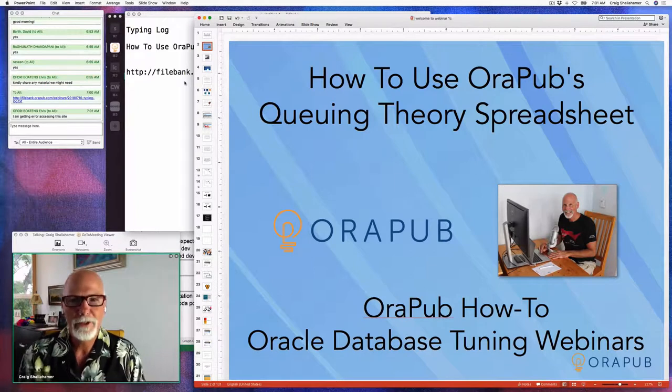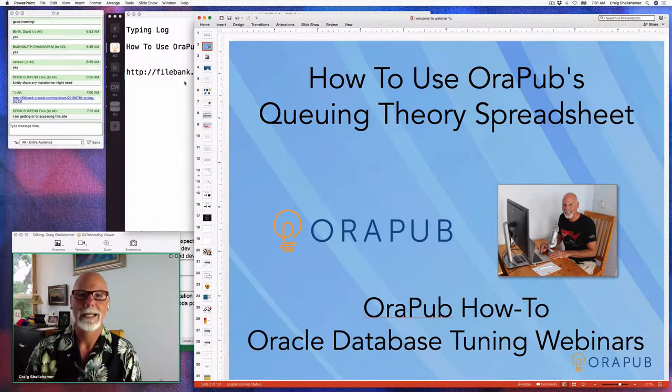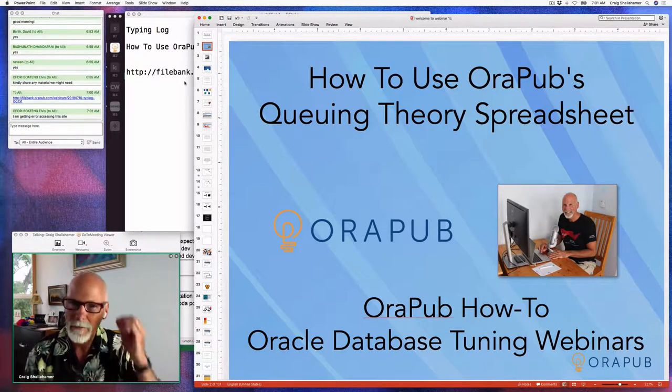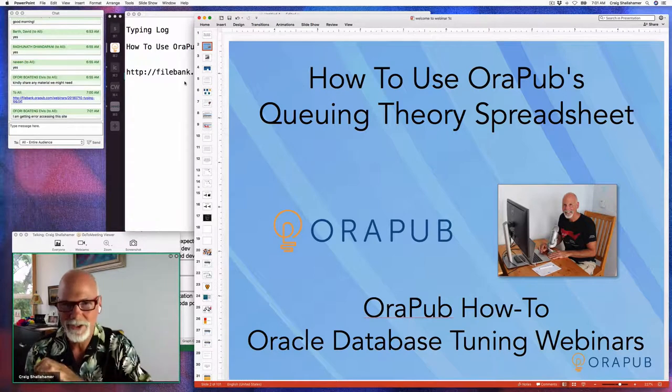So the subject for today is how to use OraPub's cubing theory spreadsheet. Now, before we actually get into the spreadsheet, we're gonna have to talk about cubing theory for a little bit. I'm gonna try and make it as straightforward as I can, because once we know just some core basics of cubing theory, the spreadsheet becomes alive, so you can actually use it. And I want to make sure that you're comfortable with it. Otherwise, it's just a bunch of numbers, and it can be extremely confusing.